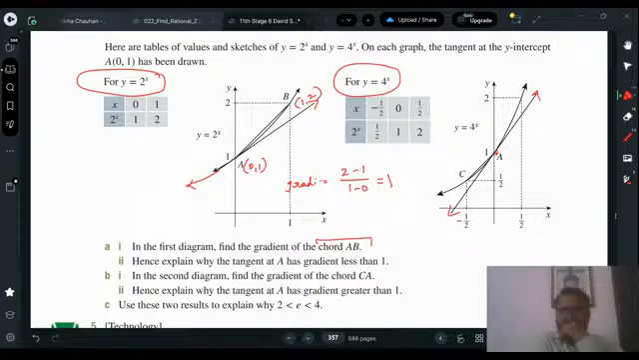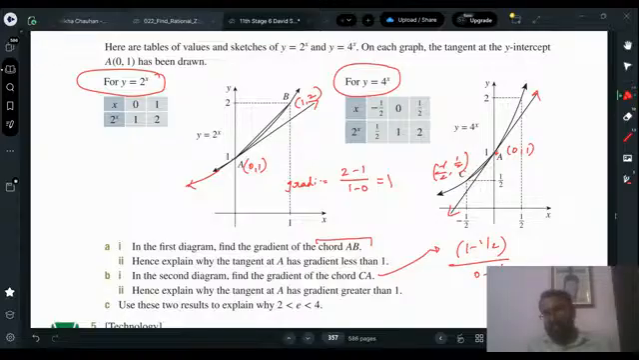Gradient is the only thing. Find the gradient of chord CA. Here it is (-1/2, 1/2) and (0, 1). The gradient of CA is equal to 1 minus 1/2 over 0 minus (-1/2), which is equal to 1/2 by 1/2, equal to 1.